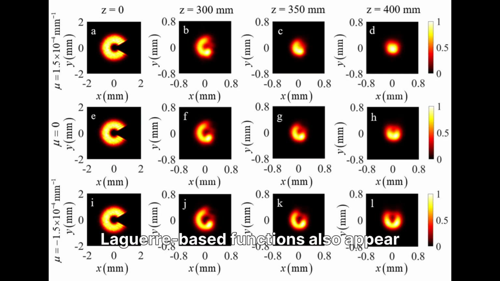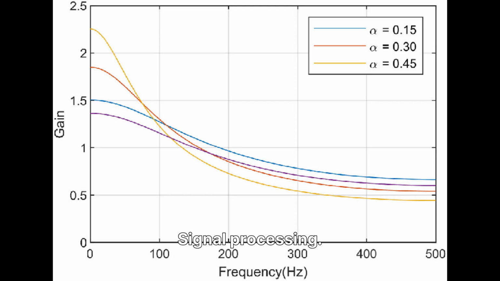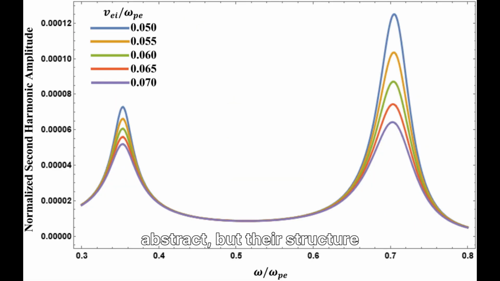Laguerre-based functions also appear in optical systems. Laguerre Gaussian modes describe how laser beams can twist or carry angular momentum. These patterns, which look like spirals or rings, arise directly from Laguerre polynomials. Signal processing: Laguerre functions help model systems that respond strongly at the start and then weaken over time. Engineers use them to build stable filters and predictive models. Numerical algorithms: because they behave smoothly and predictably on a half-line, Laguerre polynomials are ideal for approximating functions that decay toward infinity.